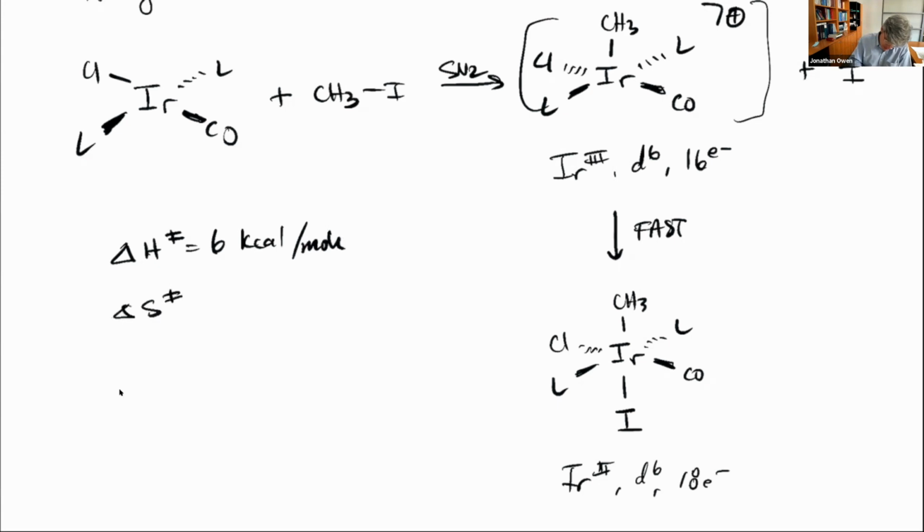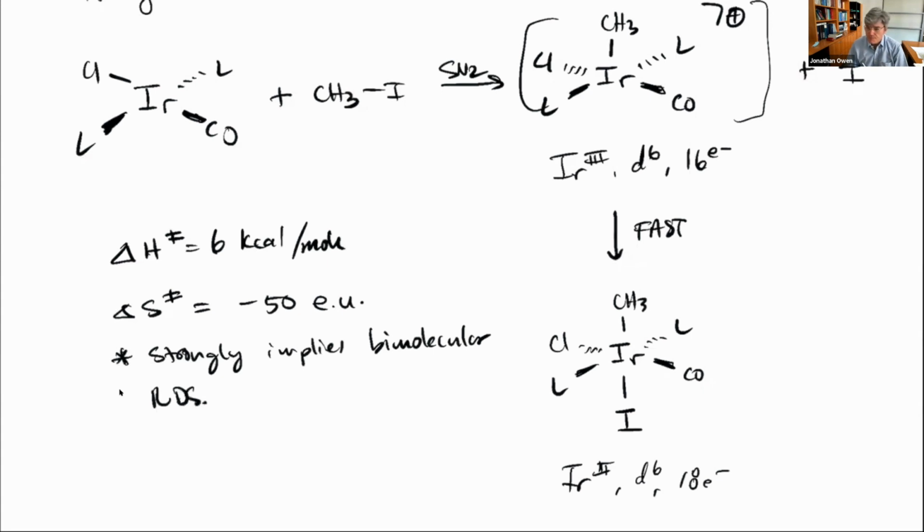Interestingly, the ΔS double dagger here is minus 50 entropy units. Minus 50 entropy units is very negative. This strongly implies an associative or bimolecular rate determining step. Not surprising, but when the entropy is really negative, you take two things and you make one in the rate determining process. Okay.